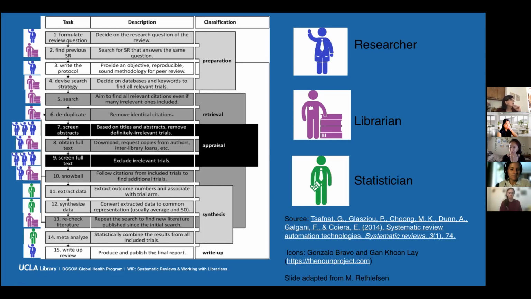And then the librarian helps to devise a search strategy. We usually always start with PubMed, and then we translate whatever that long search string is to other databases. And then we do the search and then remove any identical citations from multiple databases so that you don't have to deduplicate them. And then the research team will look at the abstracts and titles to remove anything that's not relevant.